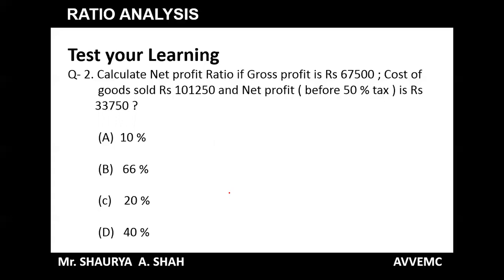Here you have been given cost of goods sold and GP. I gave you one formula: cost of goods sold plus GP is equal to sales. So from GP and cost of goods sold you will get the sales. Once you get the sales, you need to calculate the profit. NP is 33,750 before 50% tax, so you need to divide it by 50%. You will get half the amount for your net profit, right? Find it out. I'll give you 30 seconds.